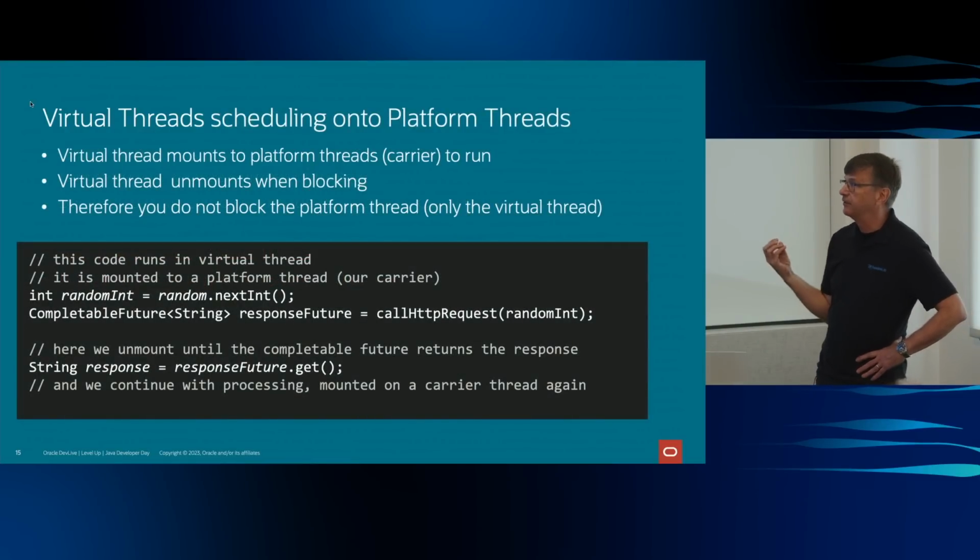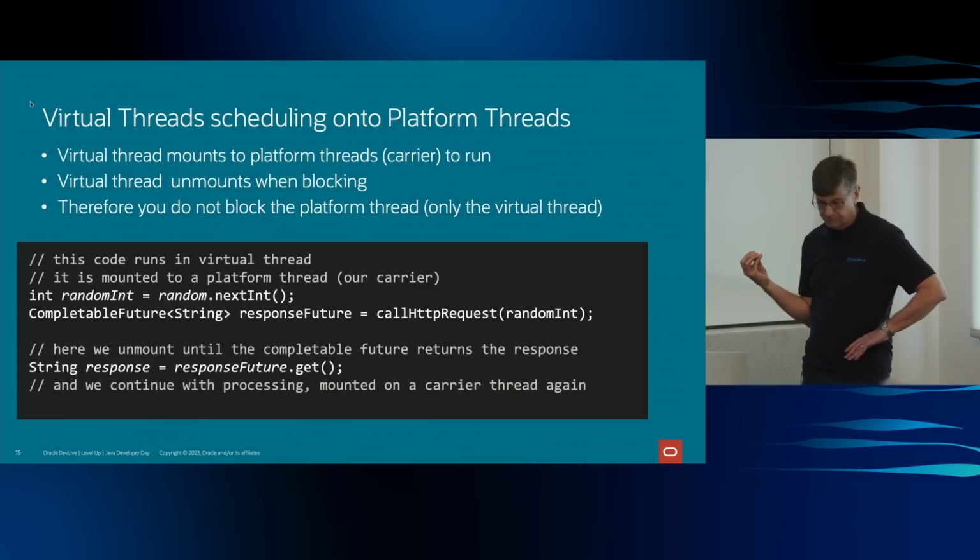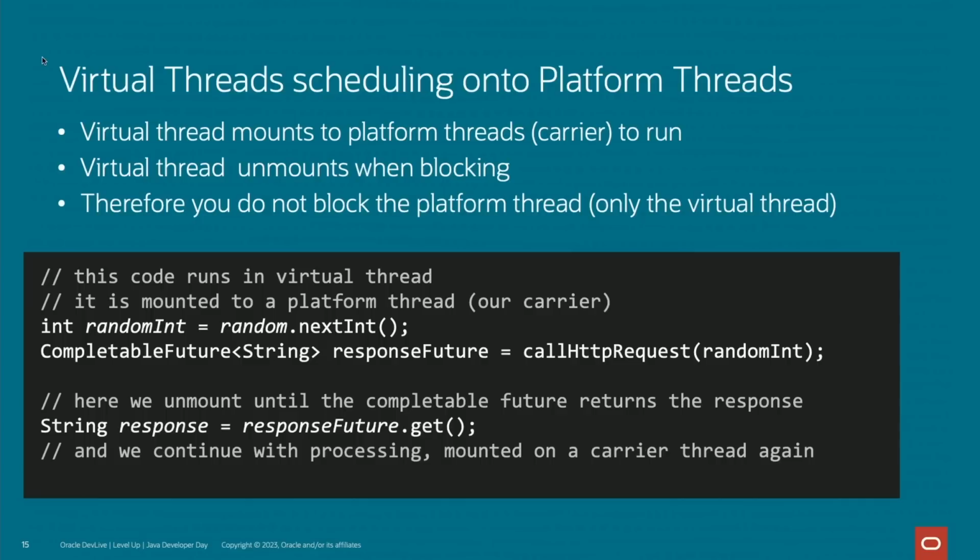So I mentioned scheduling of virtual threads. A virtual thread mounts to a platform thread, or a carrier thread, to run. And so it is pinned to that thread and runs. When the virtual thread performs a blocking operation, such as maybe reading from a socket or maybe doing a CompletableFuture.get, then that virtual thread is unmounted from the platform thread. And that frees up the platform thread so another virtual thread can be scheduled onto it.